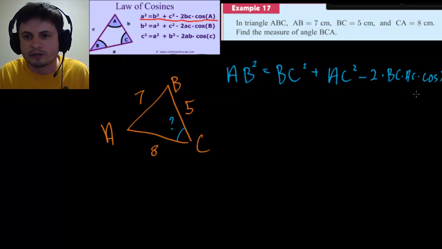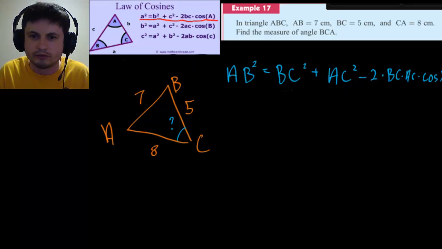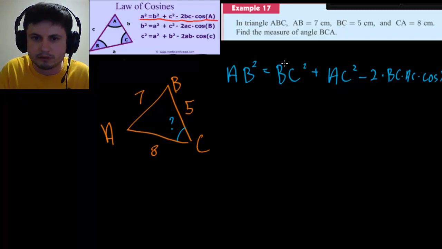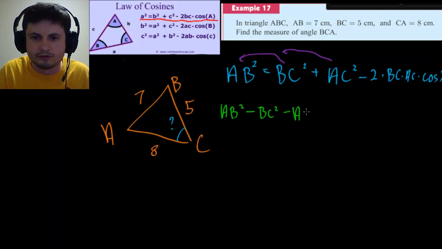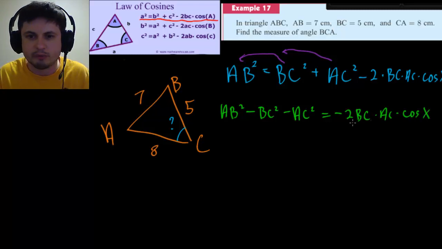So let's rearrange this equation so that we can actually solve for x. Put all of these on the other side first. Subtract this and subtract this from both sides. What we'll get is this: AB squared minus BC squared minus AC squared equals minus 2BC times AC times cosine x. Next step is to divide both sides by minus 2BC times AC.